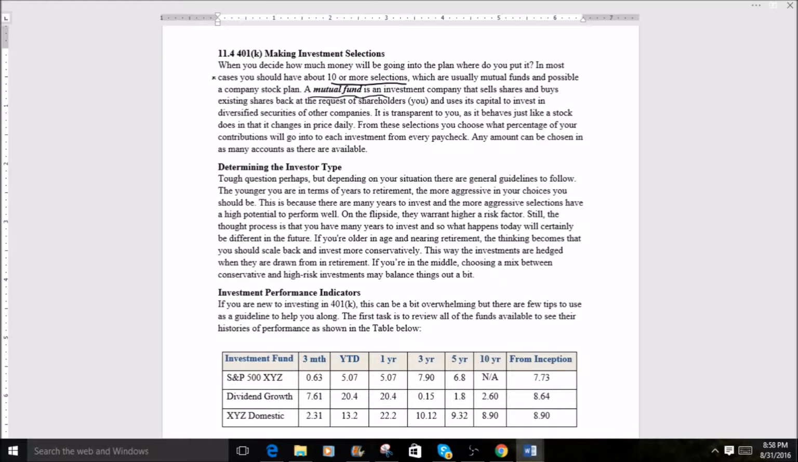So when it comes to your 401k, you're going to have to stick with the selections that they give to you. And we will get into mutual funds in other videos in a deeper explanation. We just want you to understand here where your money's going to go on the basis of your 401k.